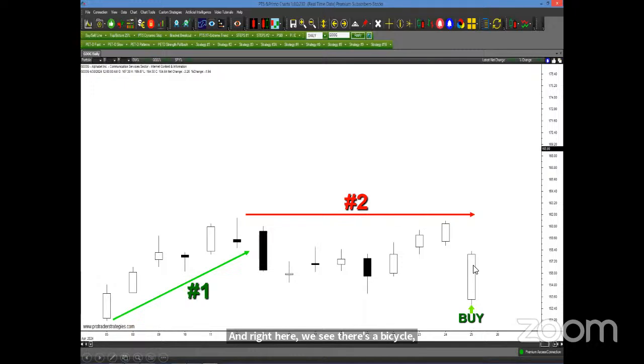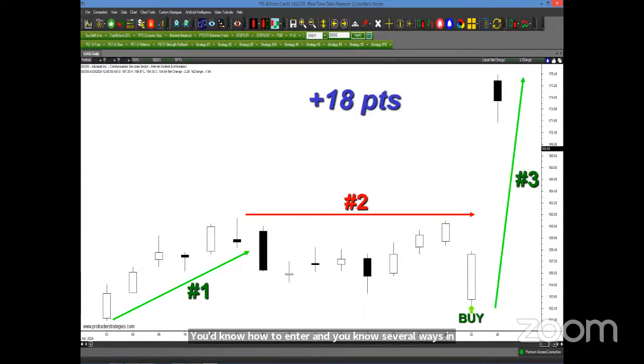Now, once again, you would know where to place your stop, you would know how to enter, and you know several ways in which to exit. But look what happened right after that. In one day, the stock gapped up 18 points. See how simple this was just by using strategy number 9.